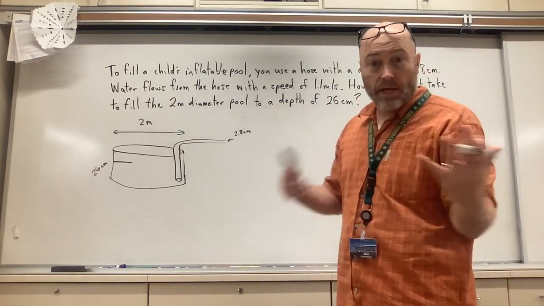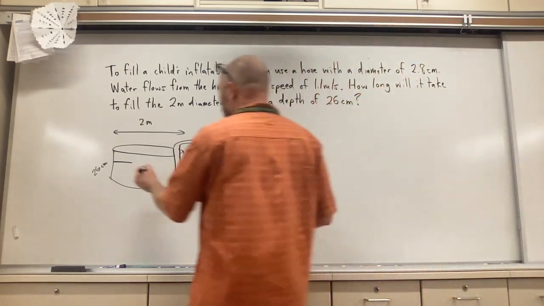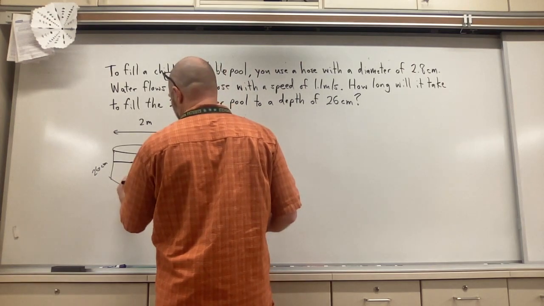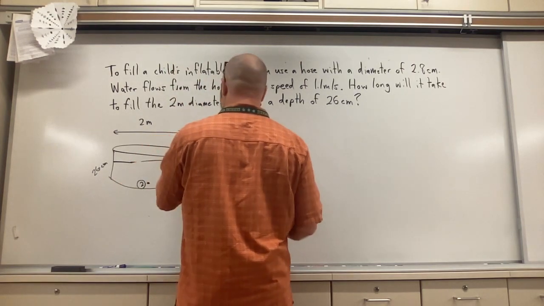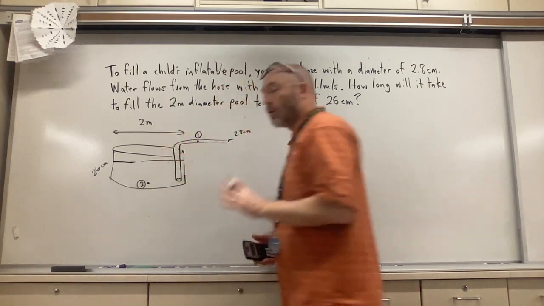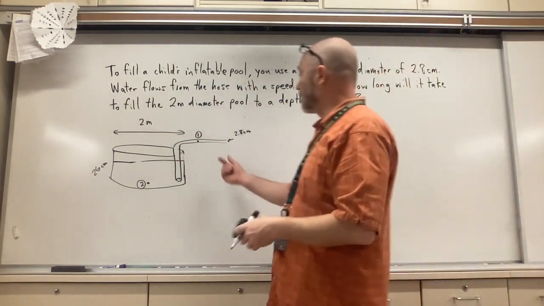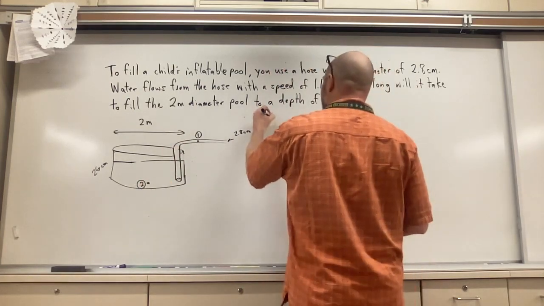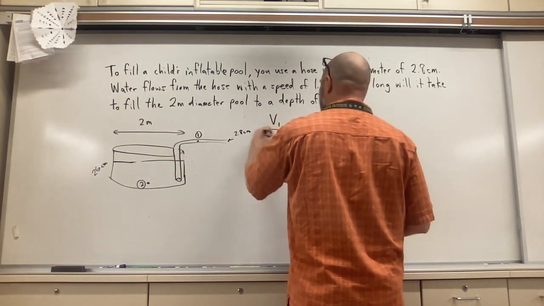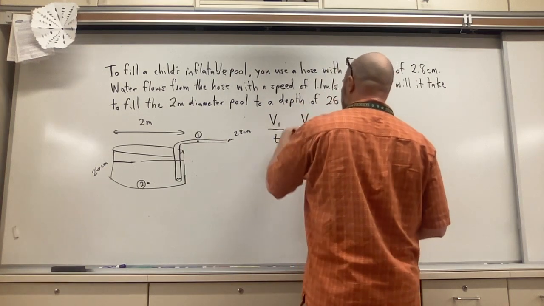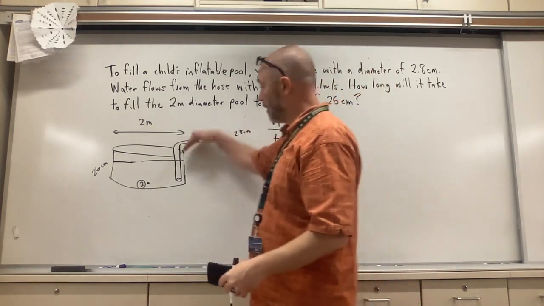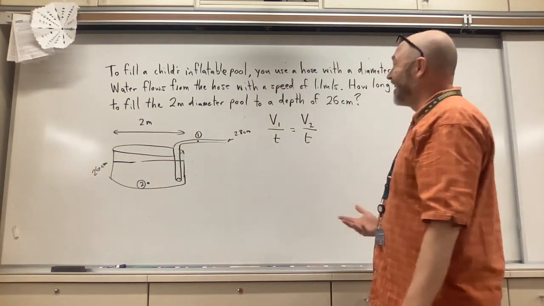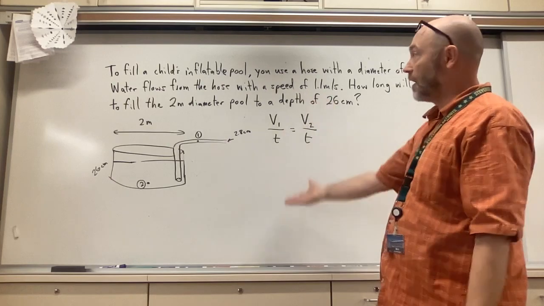I need to label my important points in the picture. So what are my important points going to be? It's going to be down here for the main pool. So I'll call that point 2 because that's the end. And then up here inside my hose, that's point 1. Well, what do I know? I know that the volume flow rate has to be the same, because whatever volume comes in has to be over here. And so then I need to figure out that volume flow rate.